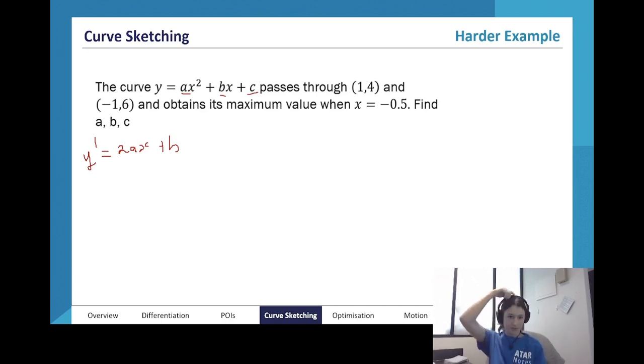Now, we're going to write down the information that we have been given and use that to find a, b, and c. So the information that we've been given is two coordinates and something about its derivative. So we know that a maximum point occurs when x is equal to negative 0.5. So we know that y dash equals 0 at x equals negative 0.5. And remember, this is a maximum. So we have one more condition, which is that the second derivative is going to be less than 0. So we also need to prove that for this information.